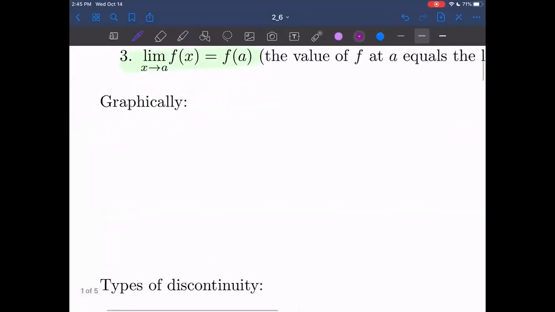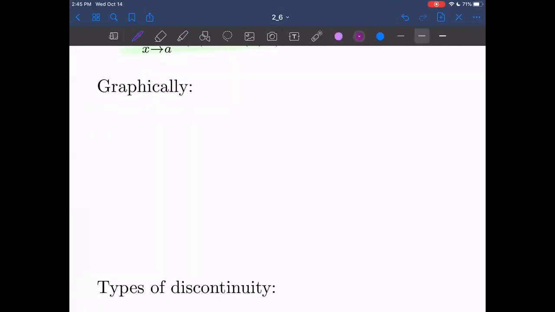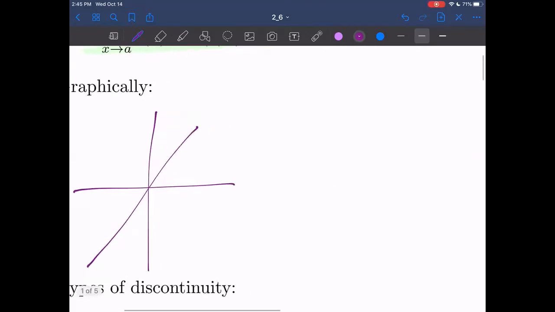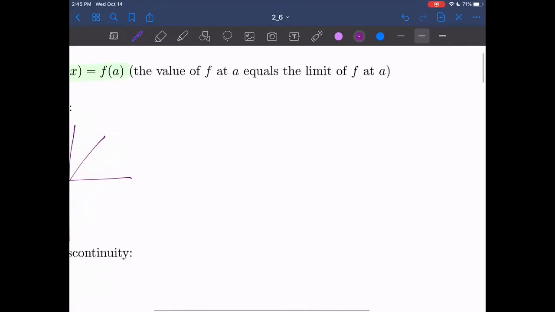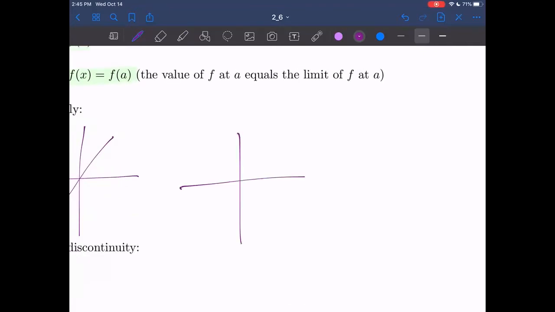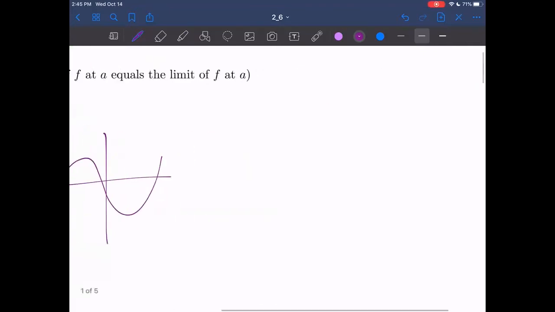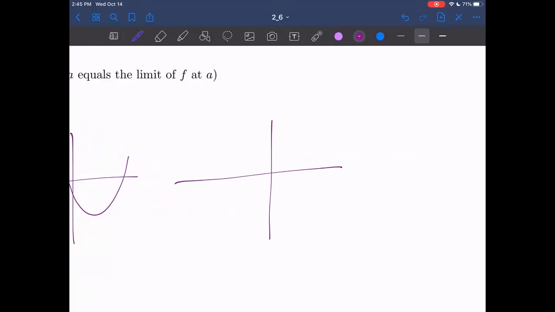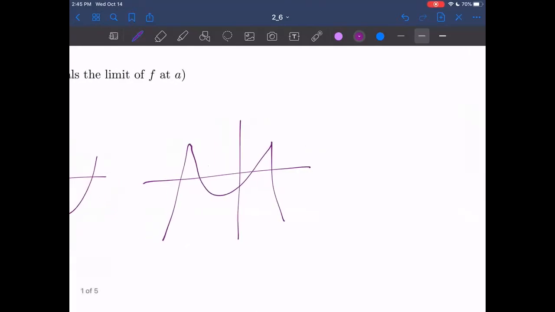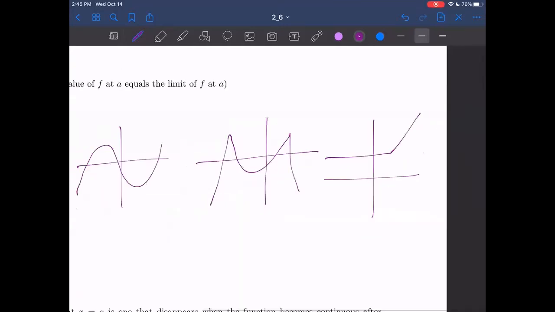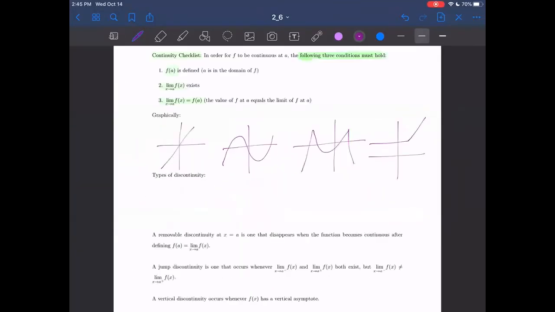Graphically, we can see this a couple different ways. For example, that would be continuous. Something like this would be continuous. Something like this, even with the sharp points, is still continuous. Or like this. All right, those are all continuous functions.